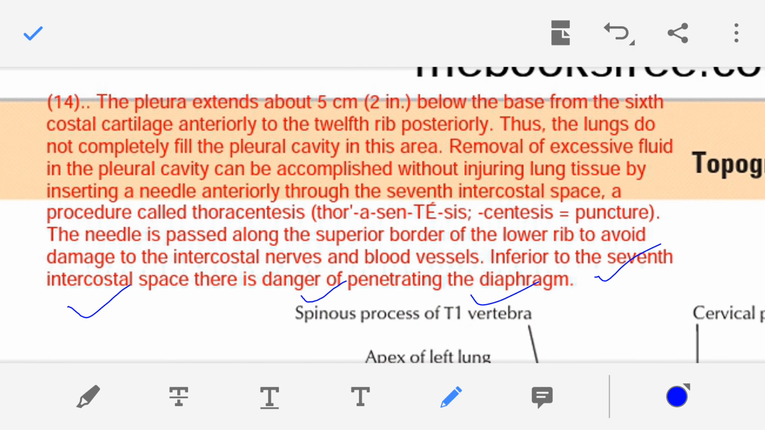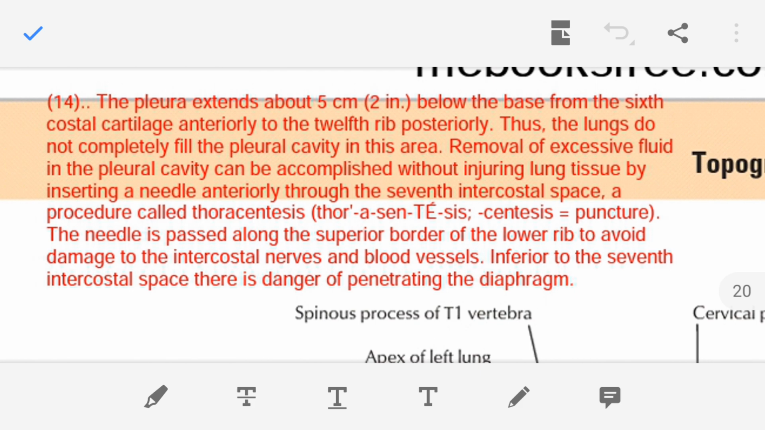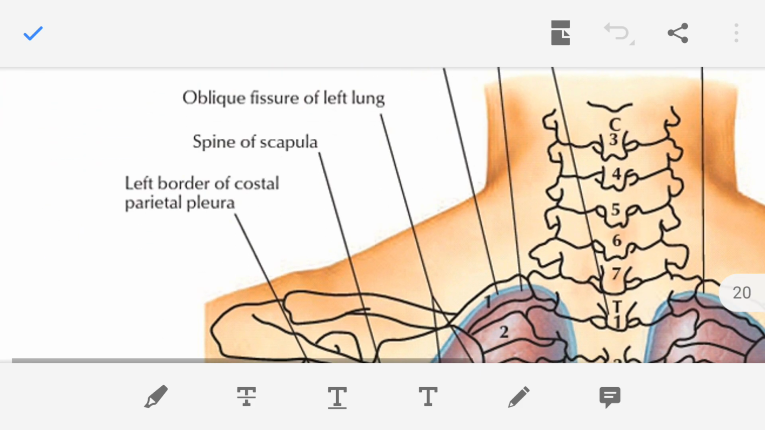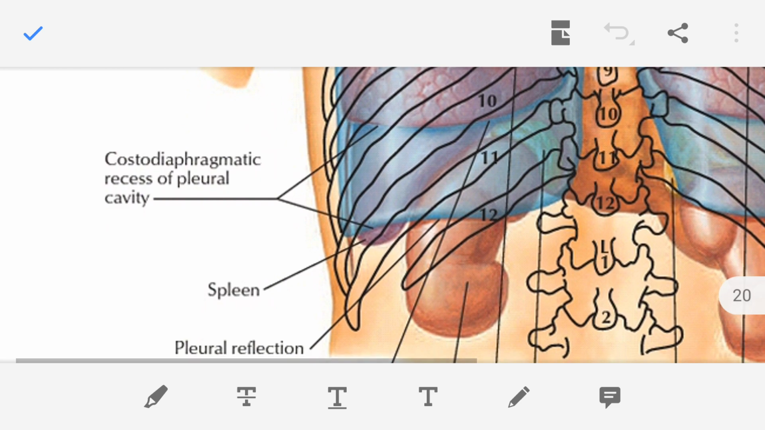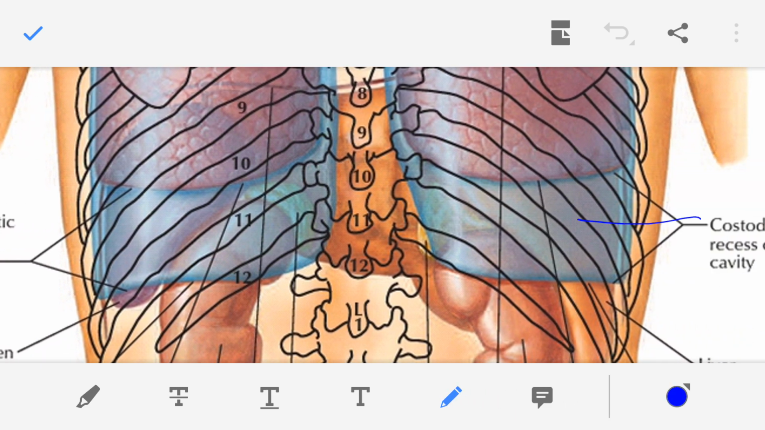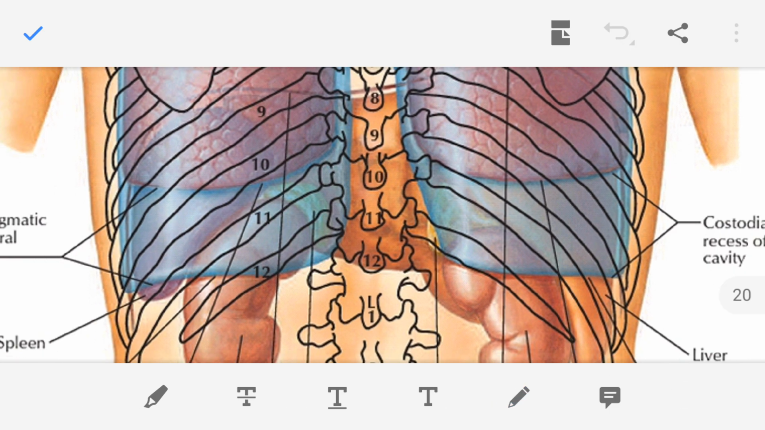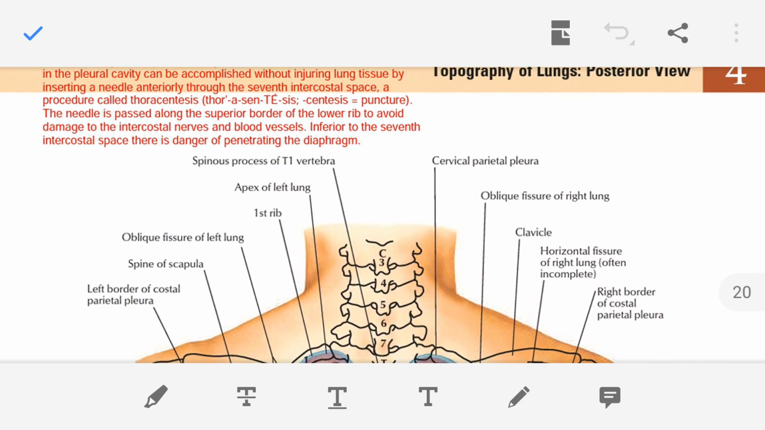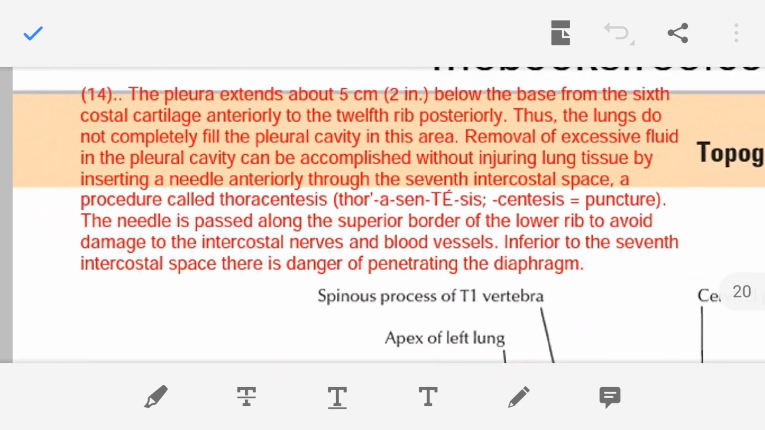So we have seen the exact location where this extra pleura is extended, anteriorly and posteriorly, and in this extended portion the needle should be inserted in a condition in which excessive fluid is accumulated.